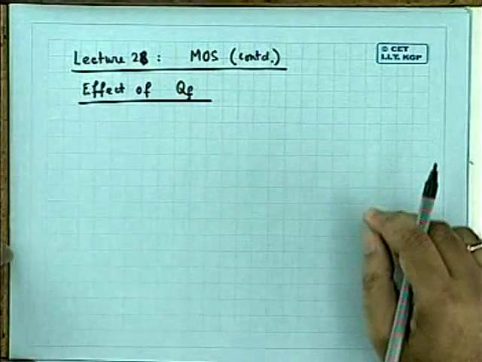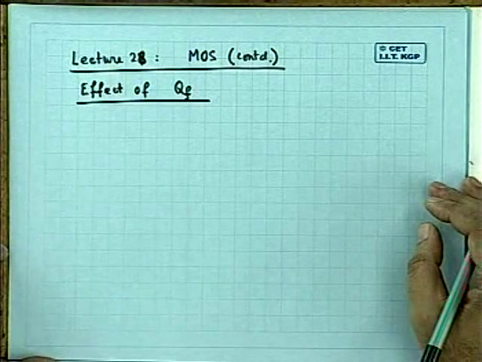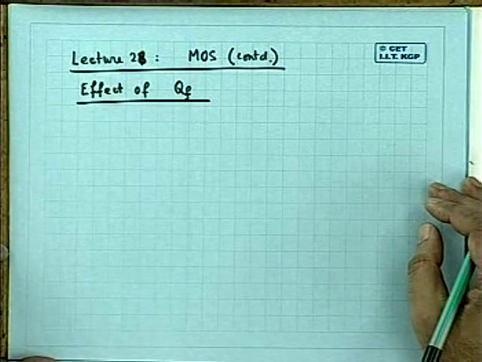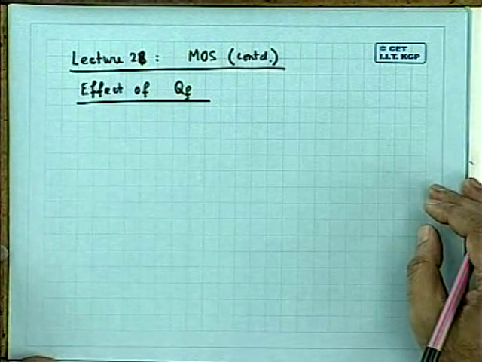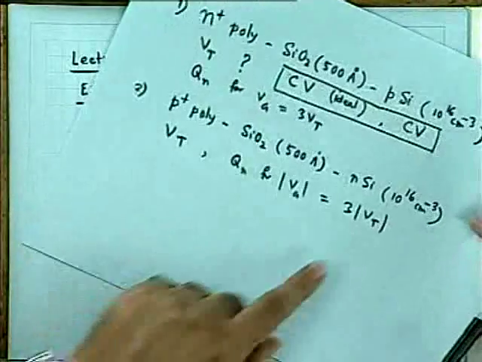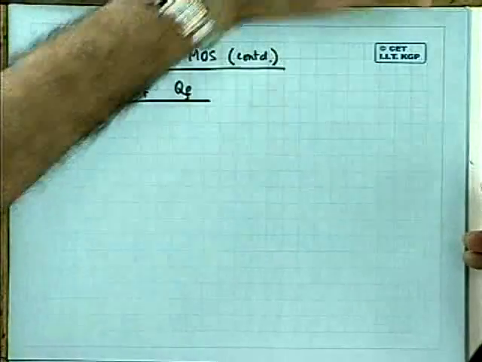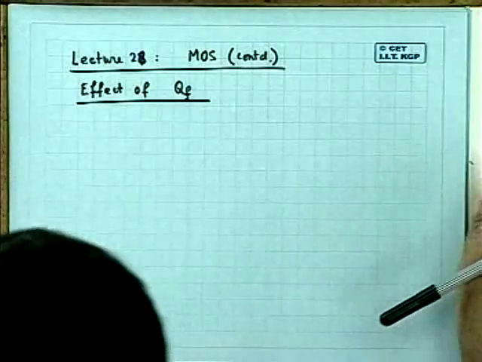Yes, please. What is the value of Vt, is it 2 Vt or 3 Vt? 3 Vt. Vt means threshold voltage, not the thermal voltage.